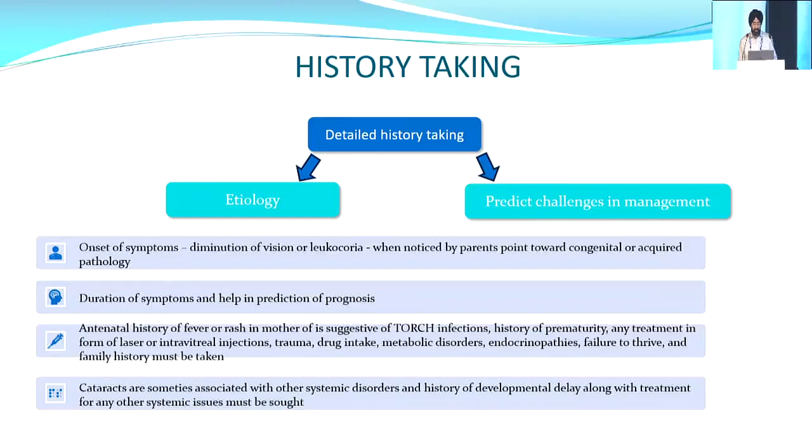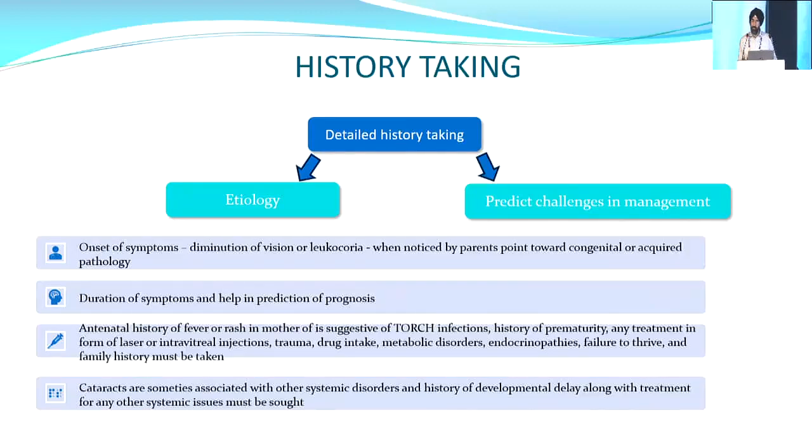Antenatal history, again, very important. Any history of fever or rash in the mother to rule out any TORCH infections. History of prematurity, again, any treatment in the form of laser or intravitreal injection, which could lead to, again, a cataract formation because of the injections or maybe otherwise. Any drug intake, any metabolic disorders, any history of delayed cry, that's very important.